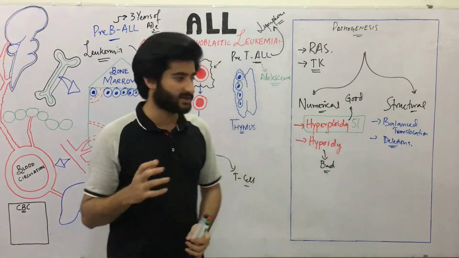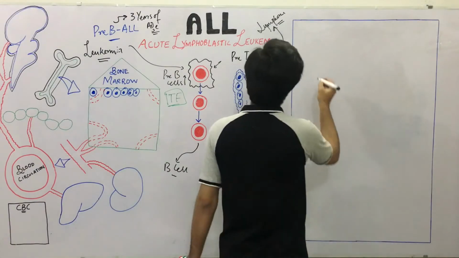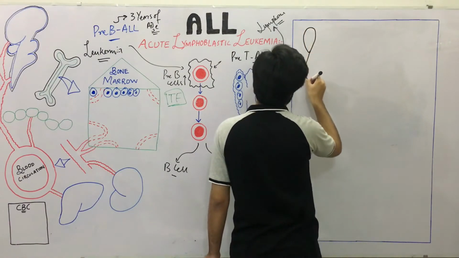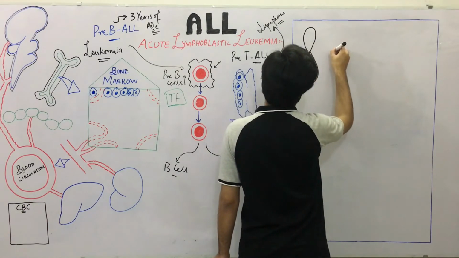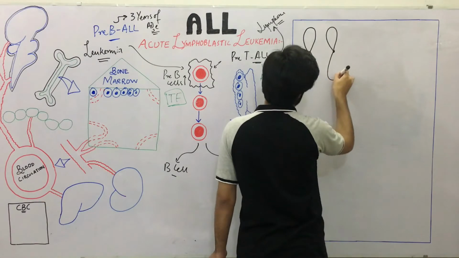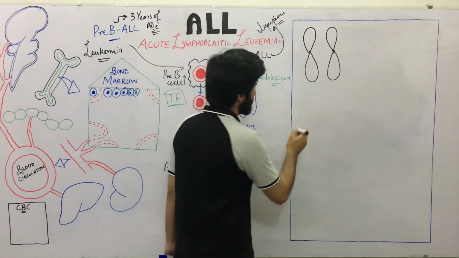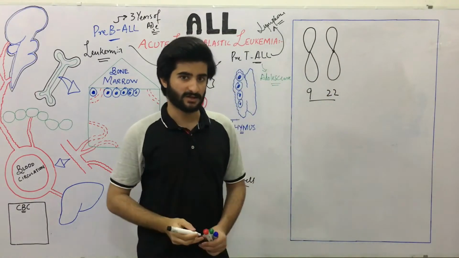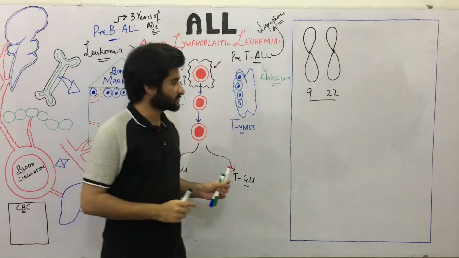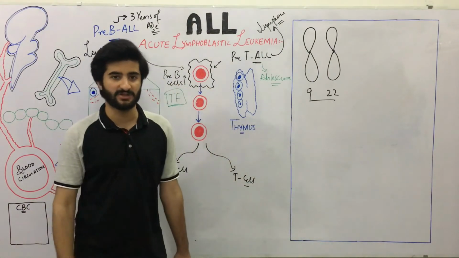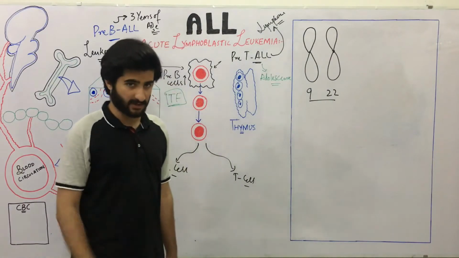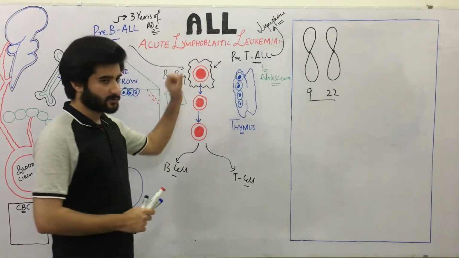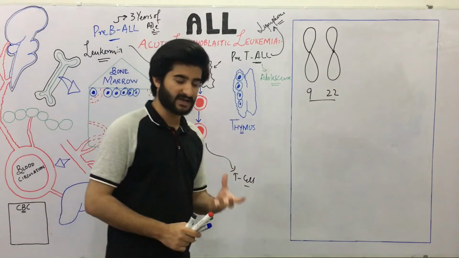Now I will tell you what kind of balanced translocation there can be. We'll have two types of balanced translocations. One balanced translocation is the 9-22 translocation. And you know that this 9-22 balanced translocation is almost always associated with chronic myeloid leukemia, or CML. But this 9-22 translocation is also seen in some cases of acute lymphoblastic leukemia.